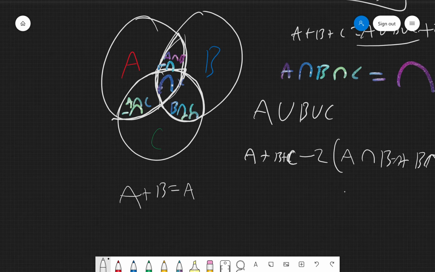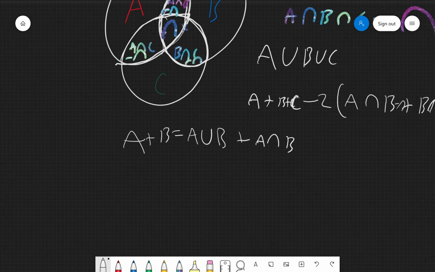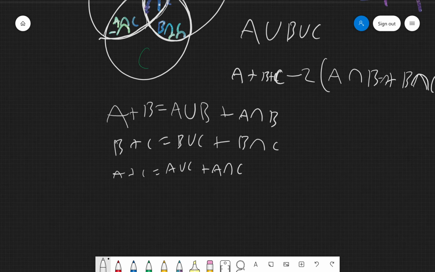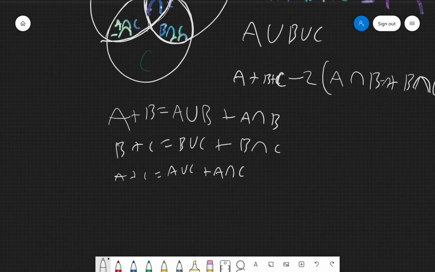Huh. This is really weird. Okay, that, right? Plus, right? That's just based on our old equation. And so now we can redo that. So now we have B plus C equals B union C plus B intersection C. A plus C is equal to A union C plus A intersection C. If we add them all up, we get. I'm so confused.